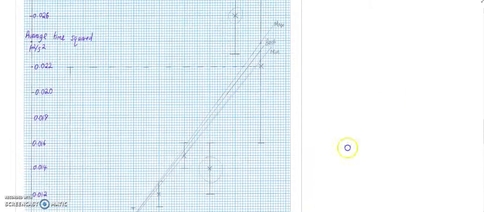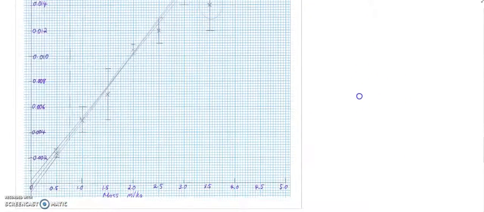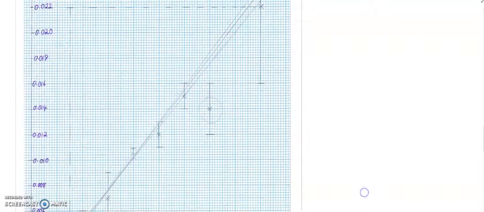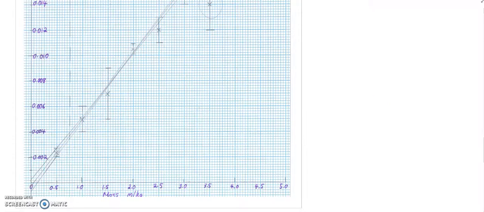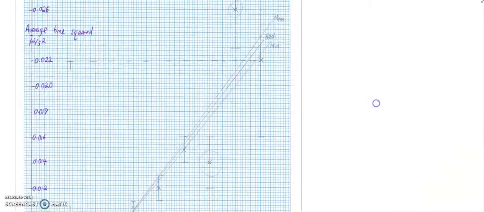So I have my best fit line, a line that goes through all of the error bars, or error boxes if you have error bars in two directions, and is the best representation of the data. And there are the maximum and minimum gradient lines: the most sloped line you can draw which goes through all of the error boxes, and the least sloped line you can draw which goes through all of the error boxes.